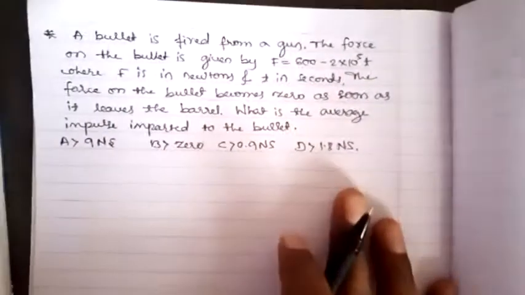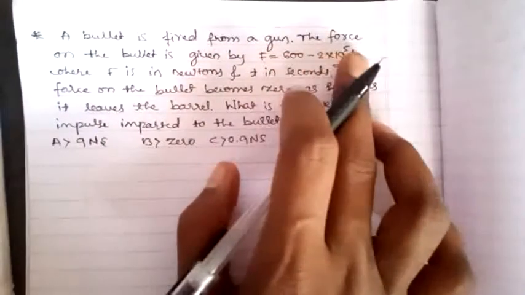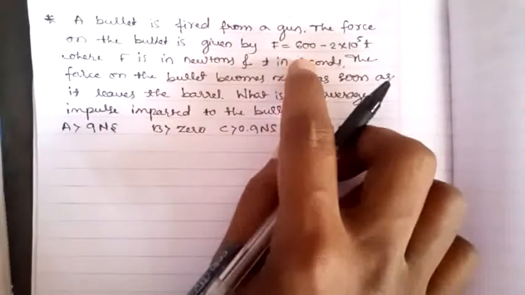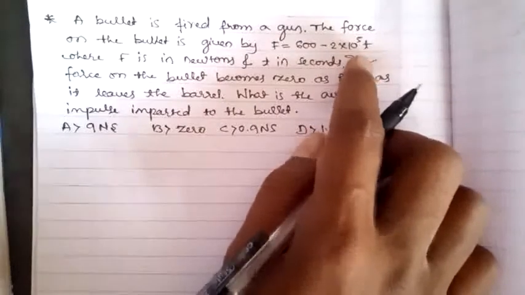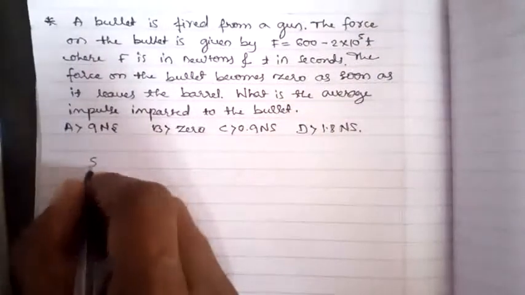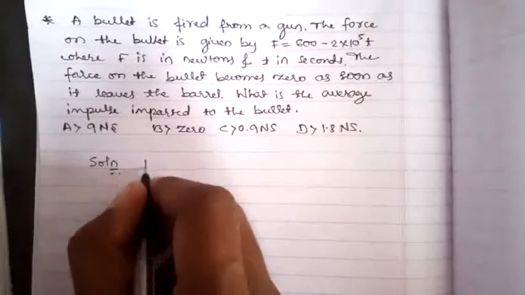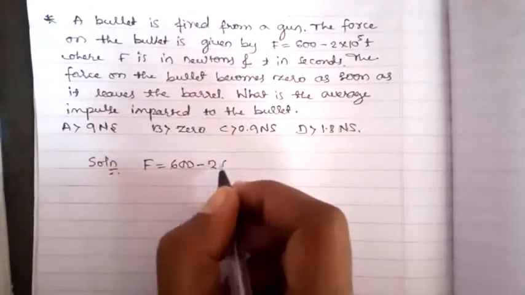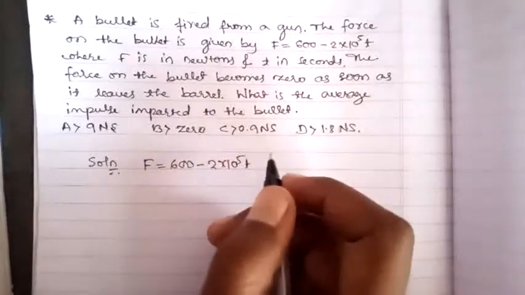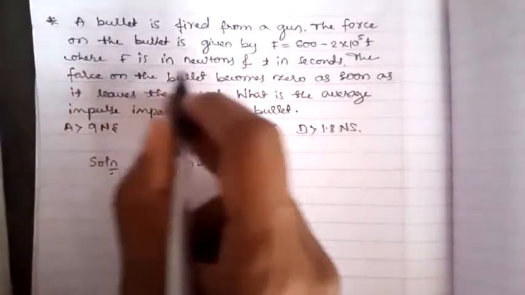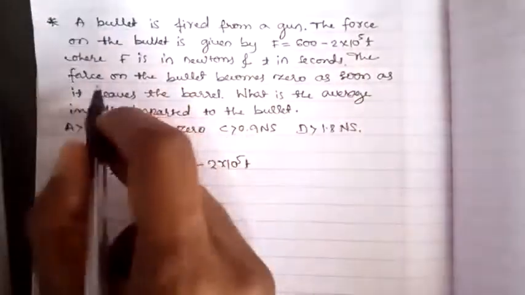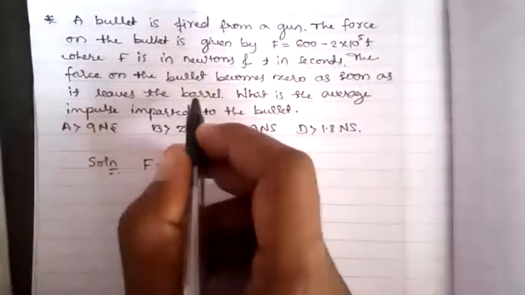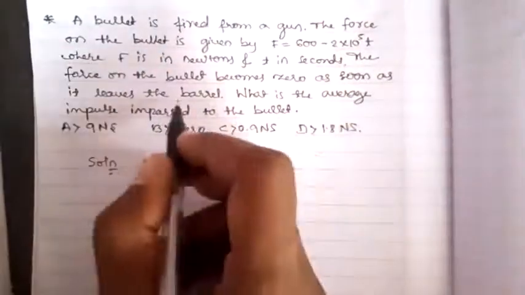Next, a bullet is fired from a gun. What is the force acting on the bullet given here? The force acting on the bullet by the gun is F equal to 600 minus 2 into 10 to the power of 5 into t, where F is in newtons and t is in seconds. The force on the bullet becomes 0 as soon as it leaves the barrel. Okay, so the force acting on the bullet becomes 0 as soon as it leaves the barrel.